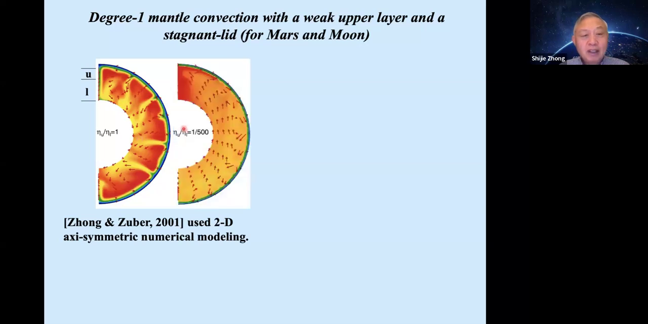Now, if we reduce this ratio to one five hundredth, right? Then all of a sudden, the convection happens in such a way that you only produce one upwelling in this hemisphere, right? And the velocity vectors also point to this being the upwelling, right? So this is showing that at least in 2D convection simulations, the viscosity layering, or having a weak upper layer, would really help promote degree 1 convection.